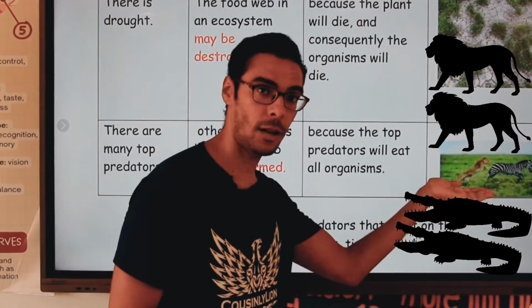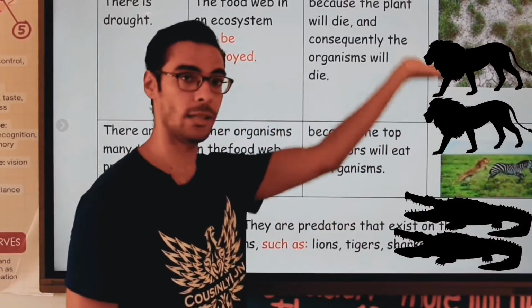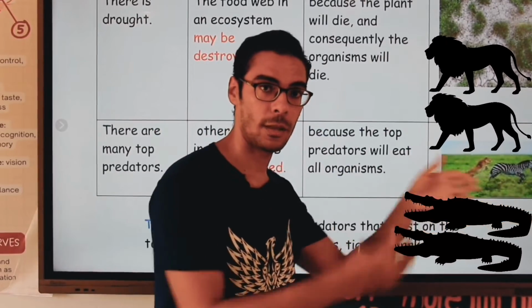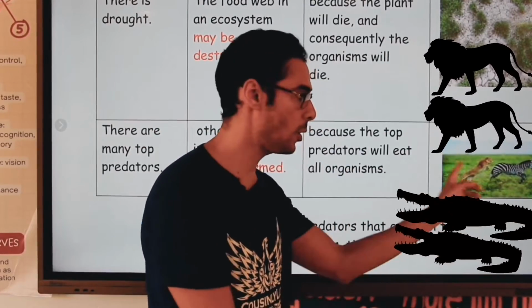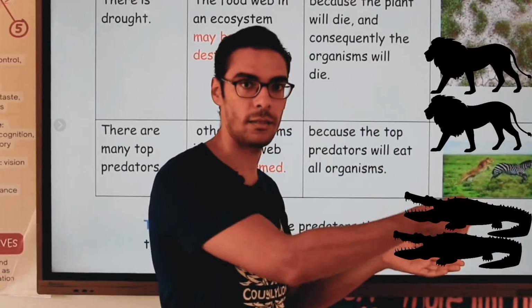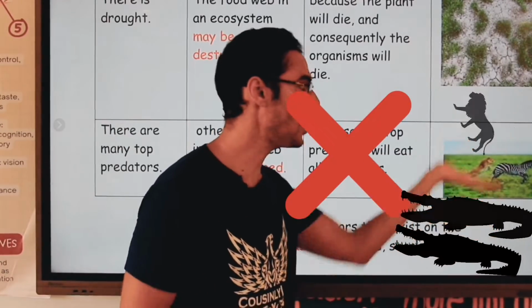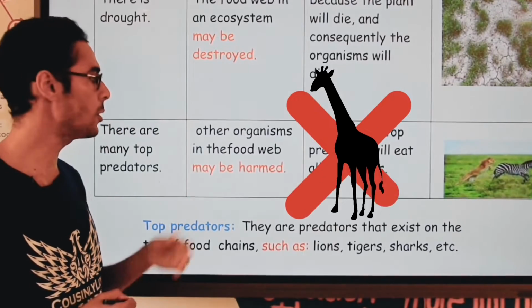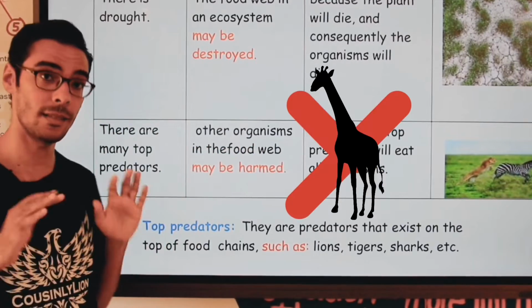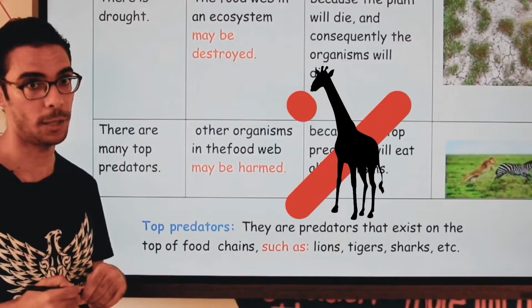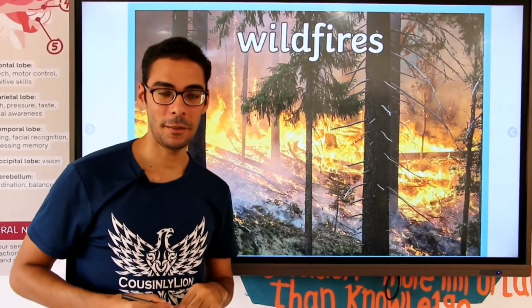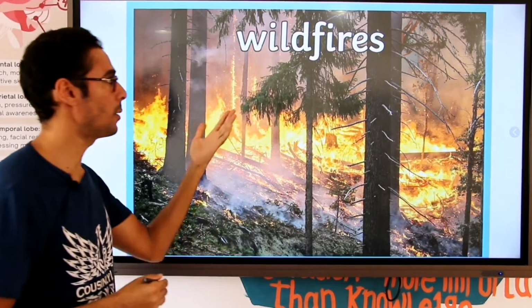So if the number of the top predators increases, the number of the prey decreases because the top predators feed on these prey. So by increasing the number of the top predators, the other living organisms in the same food web may be harmed. The last piece of information about the climate change is going to be the wildfires.